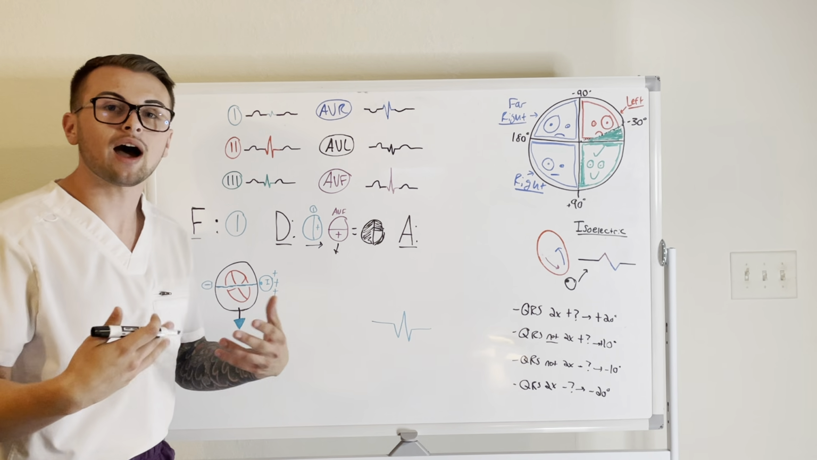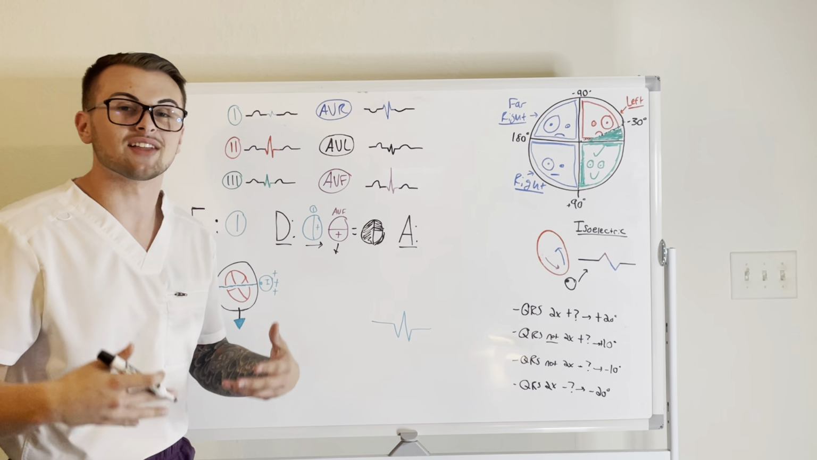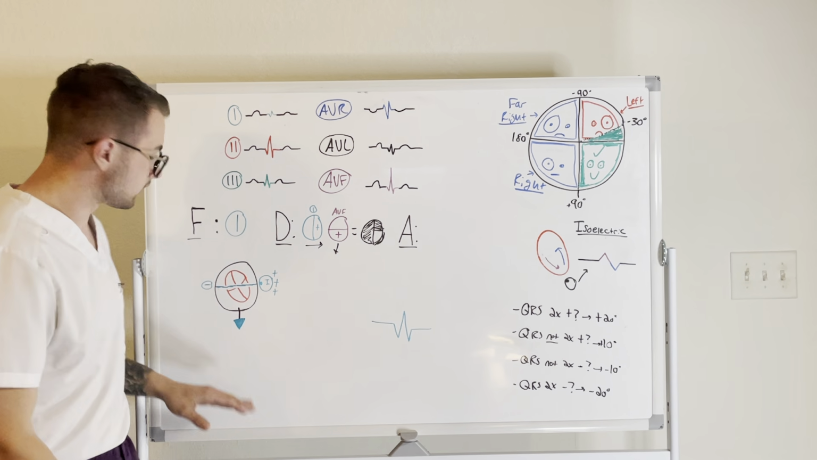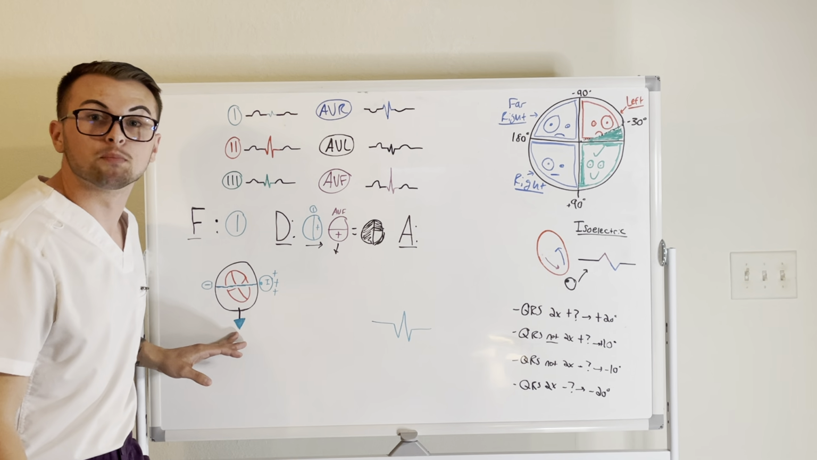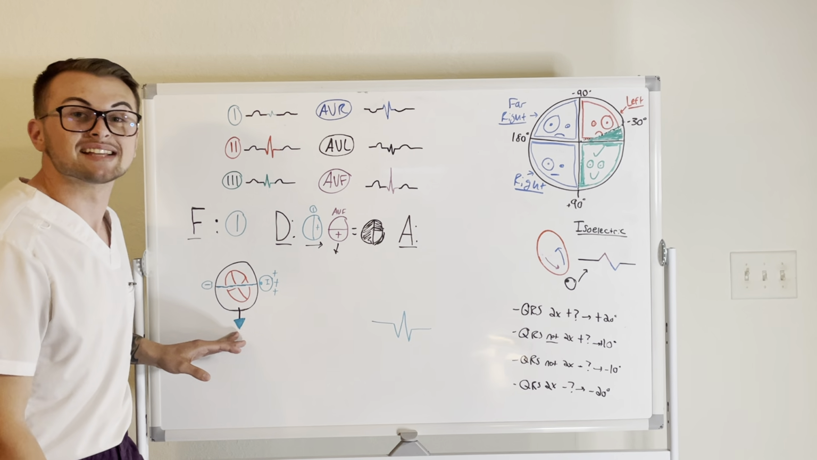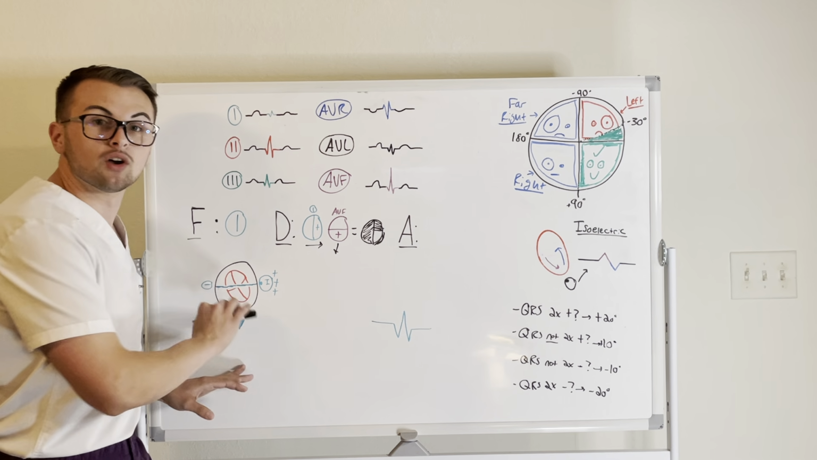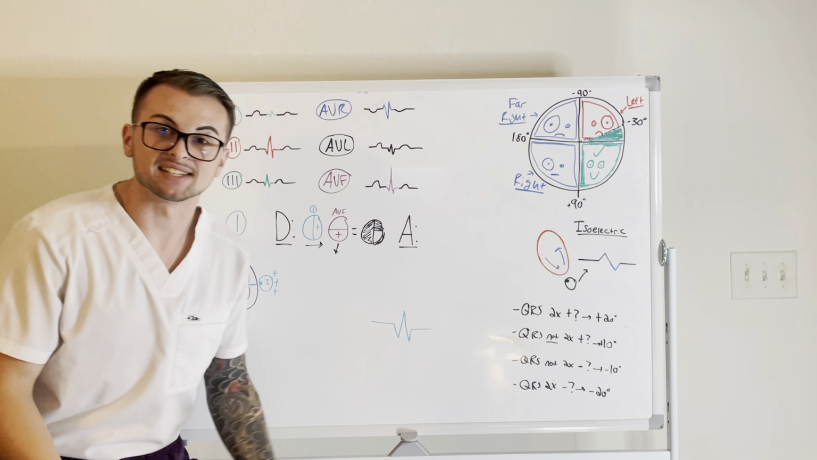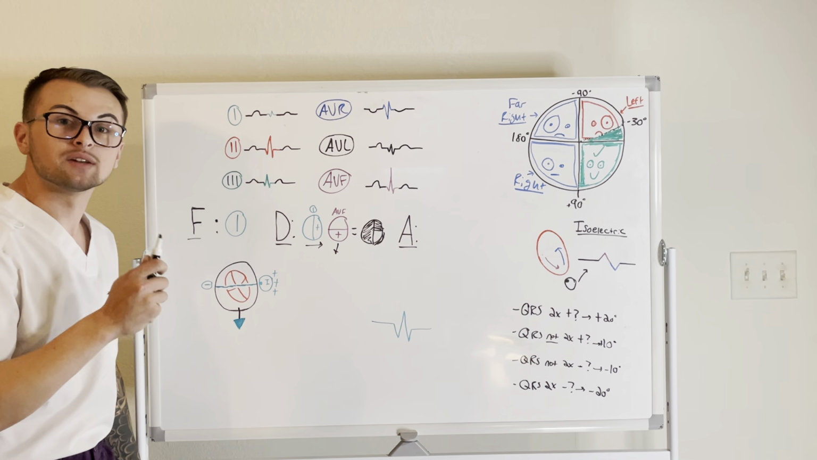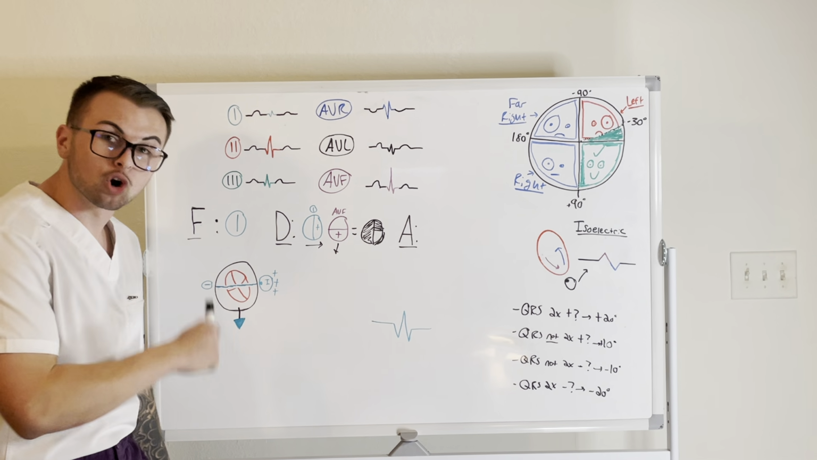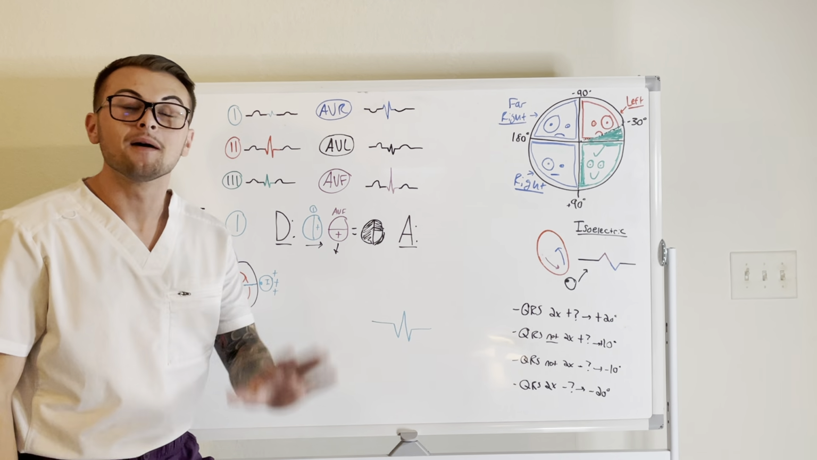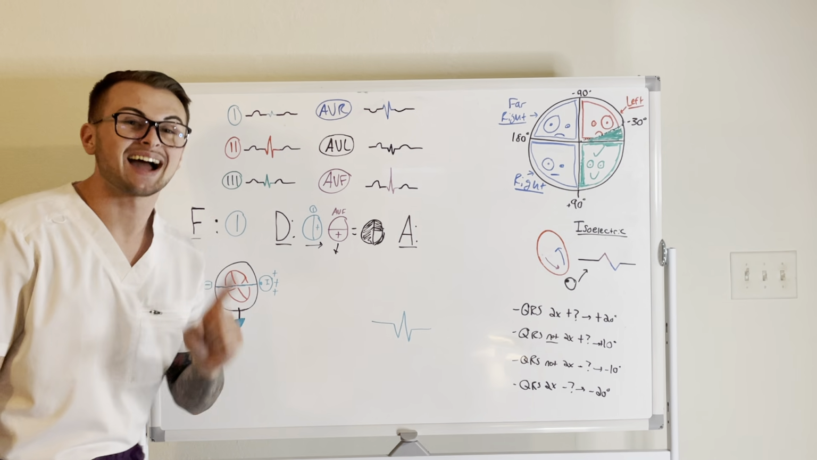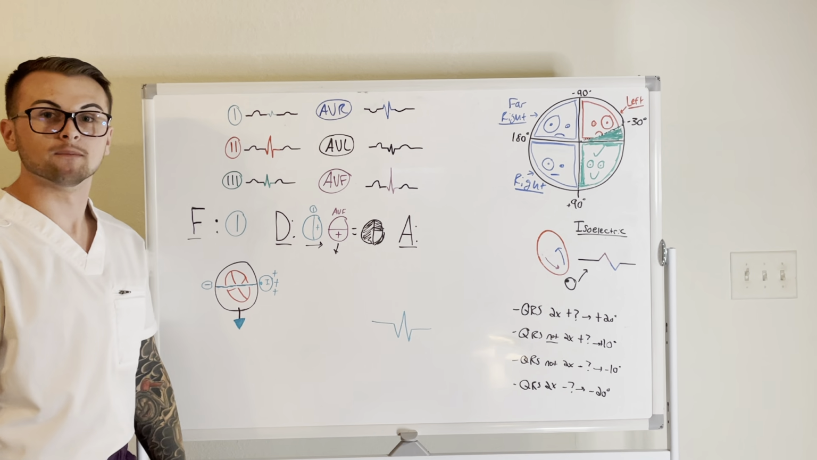So what I like to imagine this as is like a tug of war, but the flag is in the middle because both teams are equally as strong, right? It's isoelectric. It's neither positive nor negative. So what is the result? We have an axis that is in the middle of lead 1, or it is perpendicular to lead 1, meaning that it forms a 90-degree angle with lead 1.